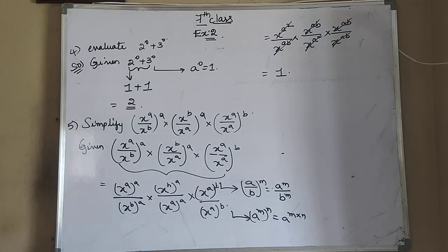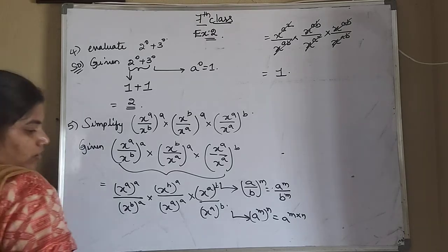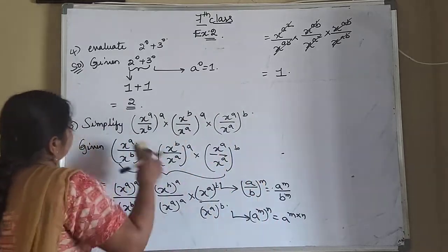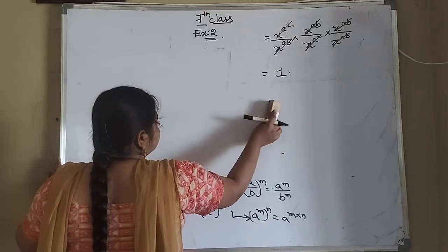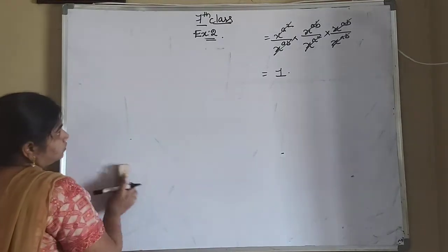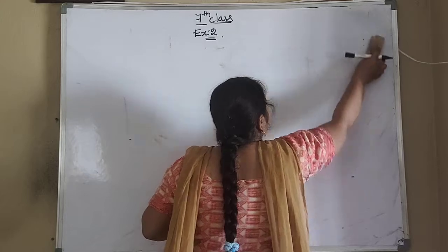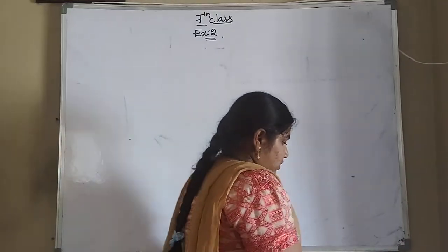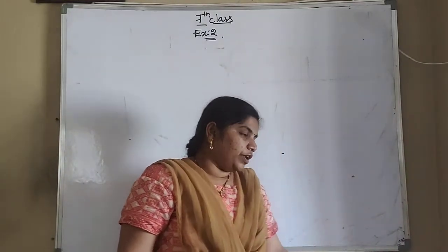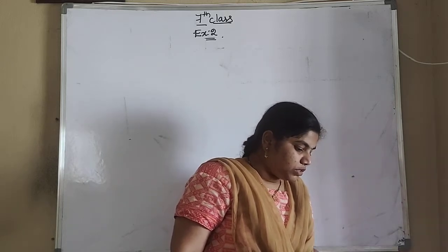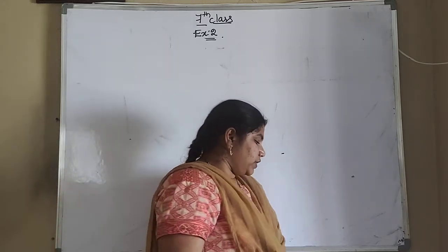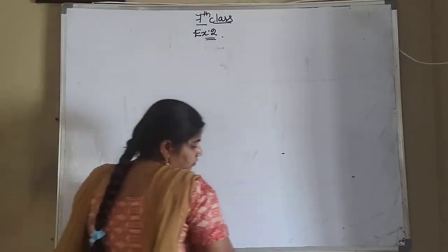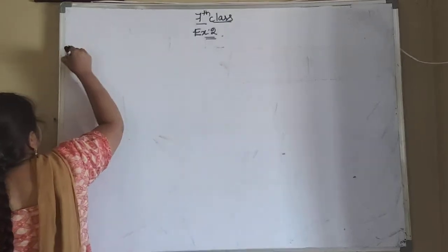So next one. So what is the next one? State true or false and justify your answer. So we have to state whether it is true or false, and also we have to justify our answer. So what is the first one in that? 6th bit.